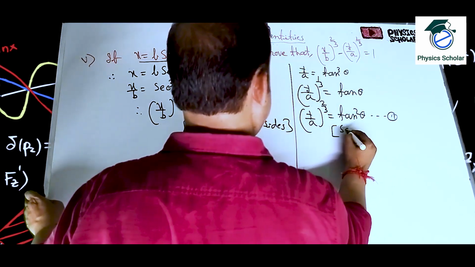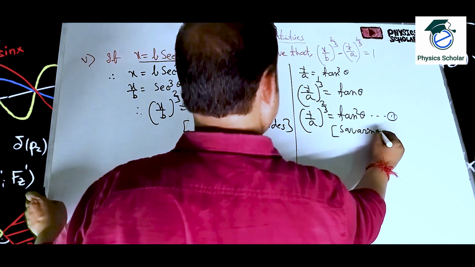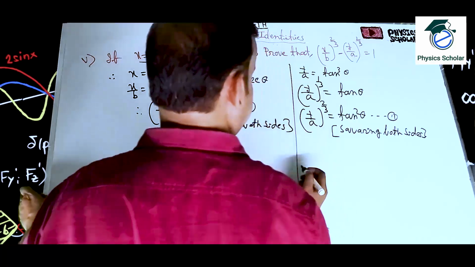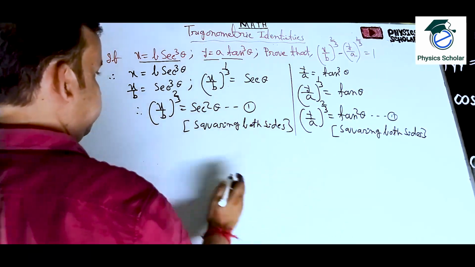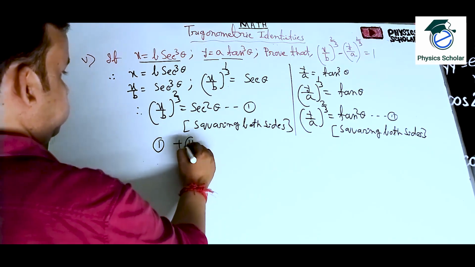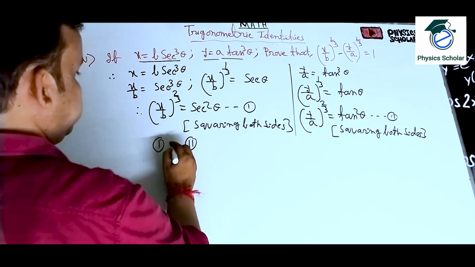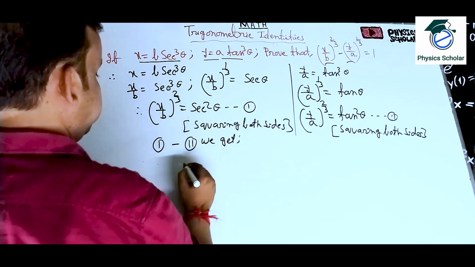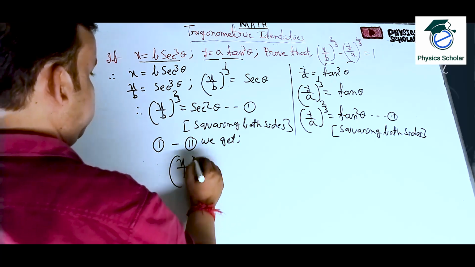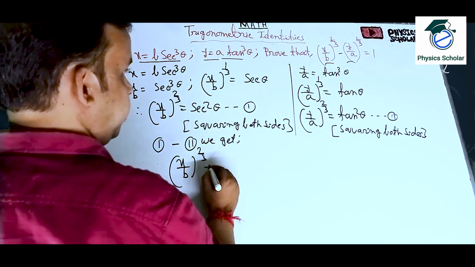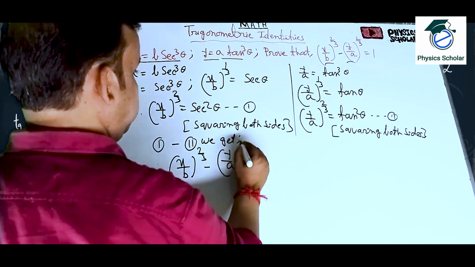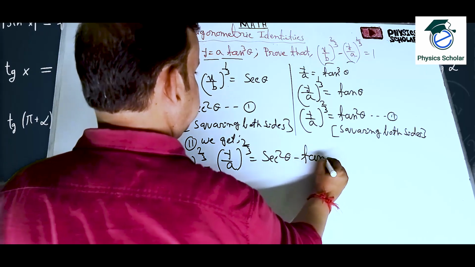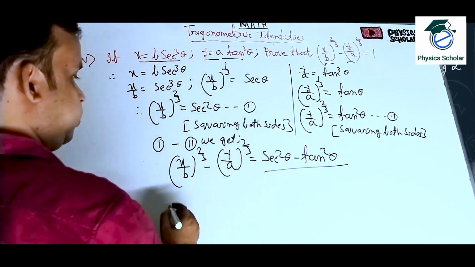Here we can write, squaring both sides. Clear? Squaring both sides. Okay. Now what you can do? It is minus, it is given here minus. So 1 minus 2 we get what? x by b whole to the power 2/3, clear? Minus y by a whole to the power 2/3 is equal to sec square theta minus tan square theta. Now it's very easy. You know the formula, sec square theta minus tan square theta is equal to 1.